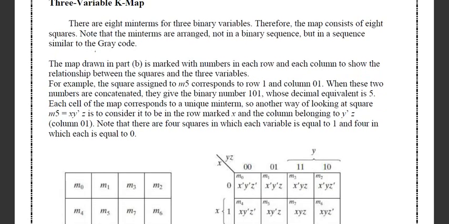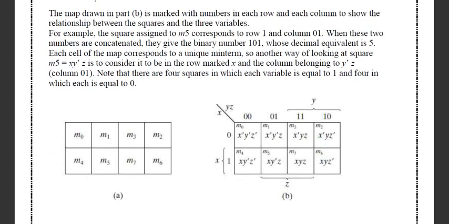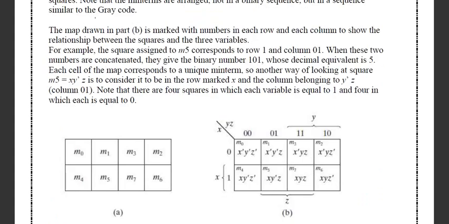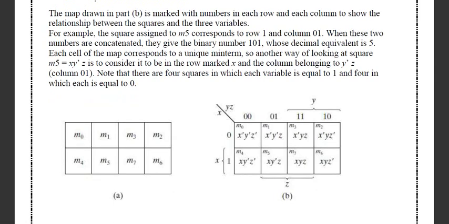Now we are in the 3 variable K-mapping. In this section we have 3 variables, so we get 2 to the power 3, which is 8 quadrants, whereas the previous section with 2 variables had 2 squared, which is 4 quadrants. These 8 quadrants run from M0 to M7. M0 is X dash Y dash Z dash, and moving on, lastly we have X Y Z dash.